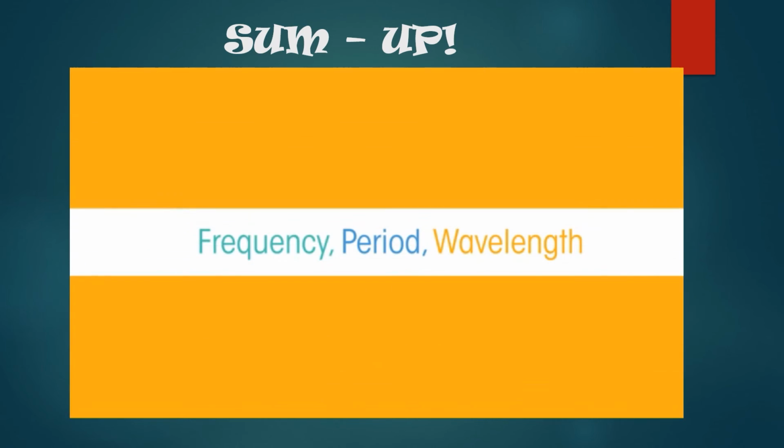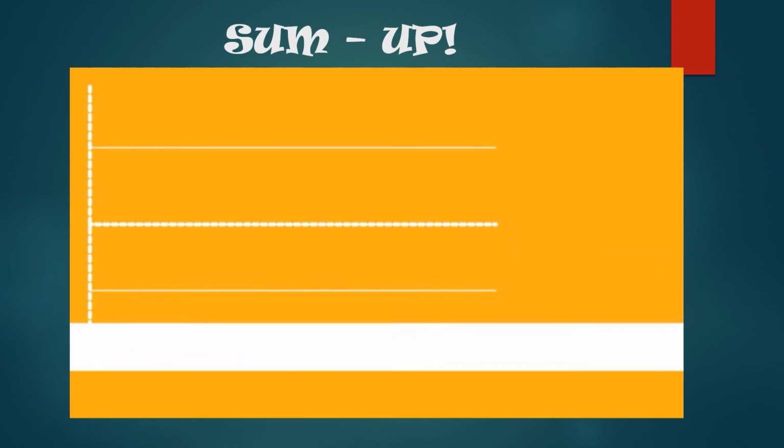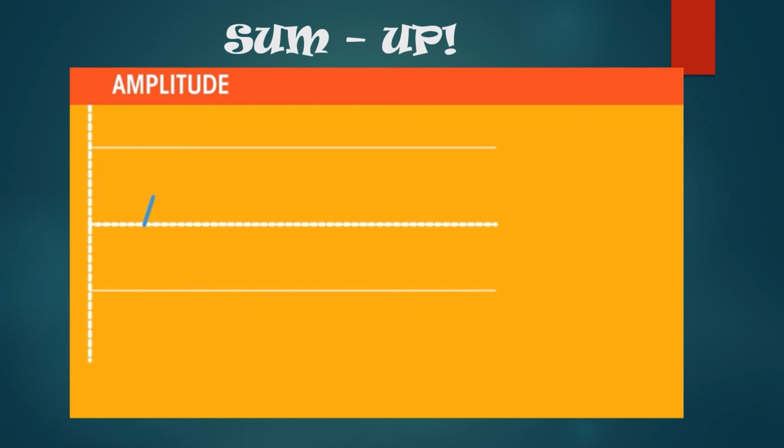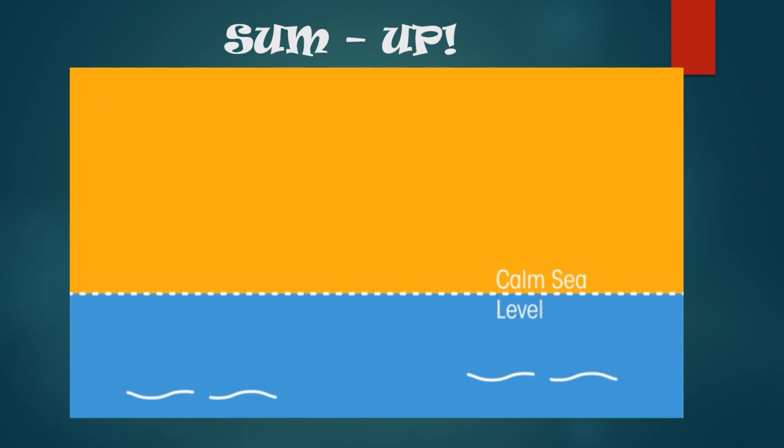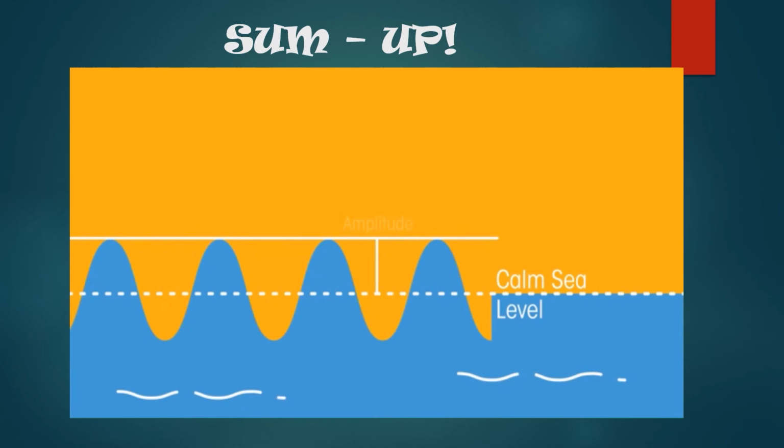So we've looked at the frequency, period, and wavelength so far. Let's finish with amplitude. As waves travel, they create disturbance. The amplitude of a wave is the distance from the maximum disturbance to the undisturbed position. Think of a very flat sea, and then an incoming wave. The amplitude is the height of the top of the wave from the flat sea.